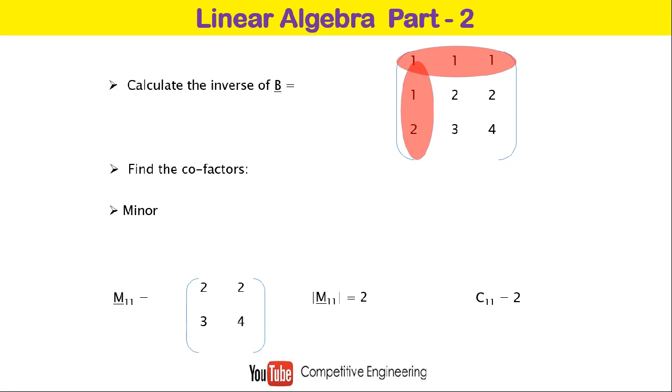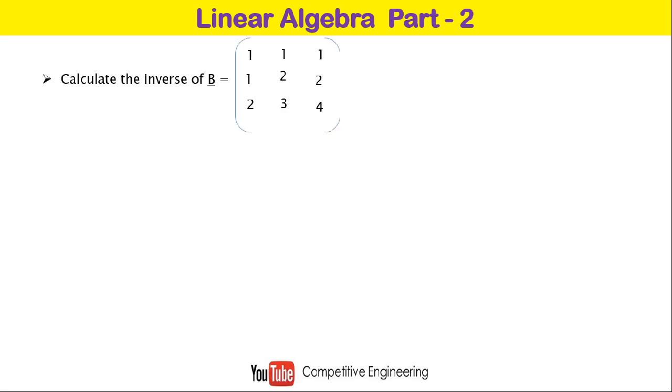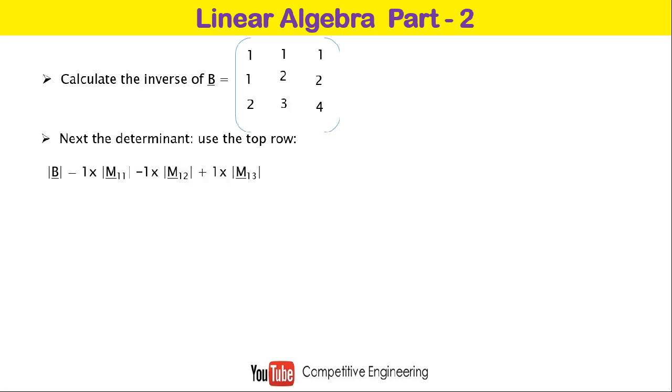In a similar way, you can find the C12 value. How will you get the C12 value? Delete the row and column belonging to that element, that is delete the first row and the second column. So you will get the elements 1 2, 1 4. Find the determinant and multiply by minus 1 raised to 1 plus 2. In this way you can find the cofactor values of all the elements. The determinant of the matrix is the first element into its minor, minus the second element into its minor, plus the third element into its minor. That minus sign is coming because of the cofactor sign for M12.